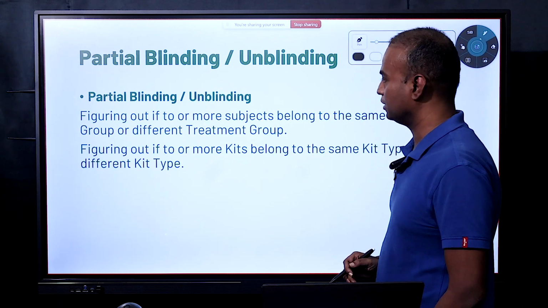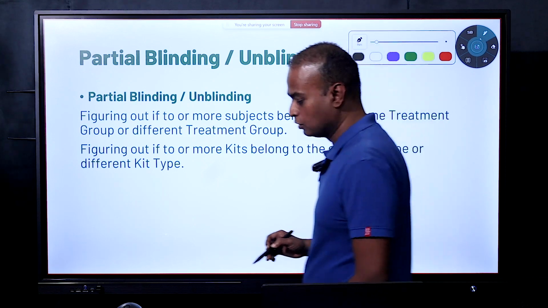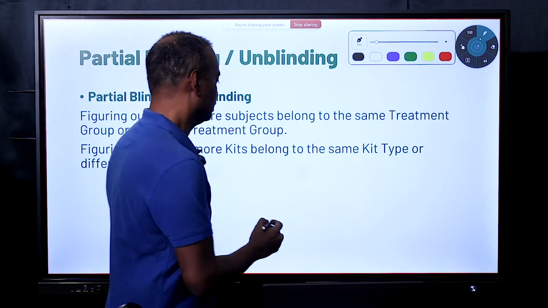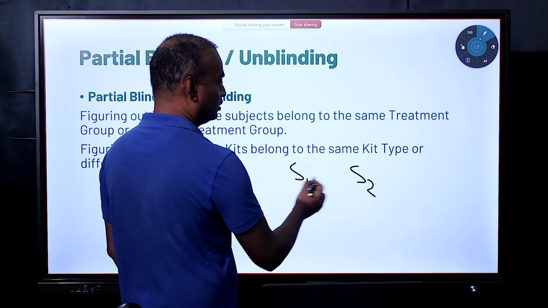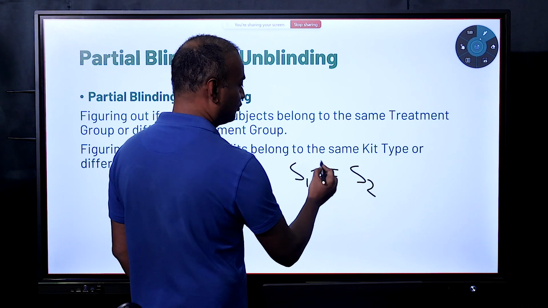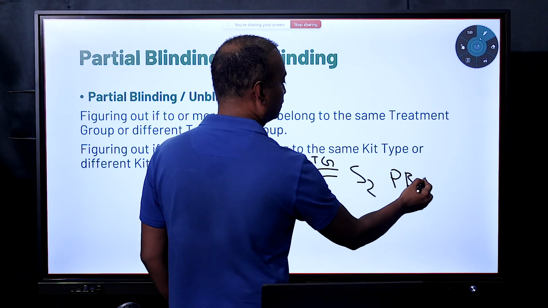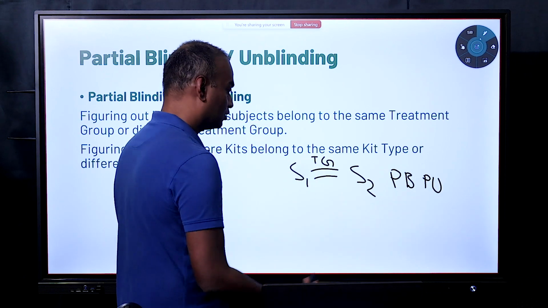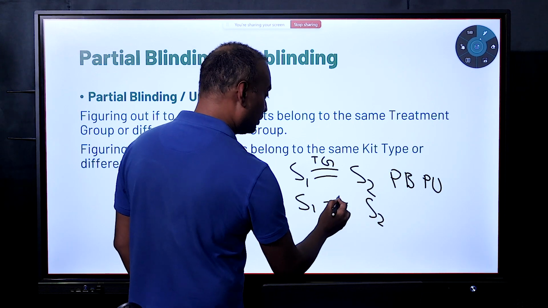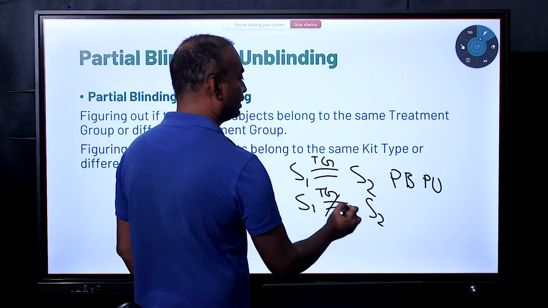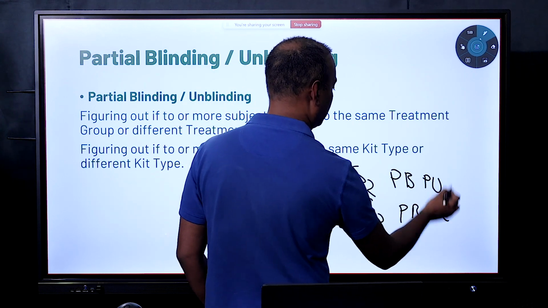Then partial unblinding, we discussed this in depth yesterday. For this you should have at least two kits or two subjects. For subject 1 and subject 2, if you are able to figure out that these two subjects belong to the same treatment group, that is known as partial blinding or partial unblinding. Or if you are able to figure out that subject 1 and subject 2 don't belong to the same treatment group, then it is also known as partial blinding or partial unblinding.